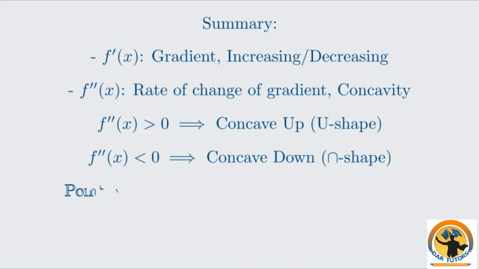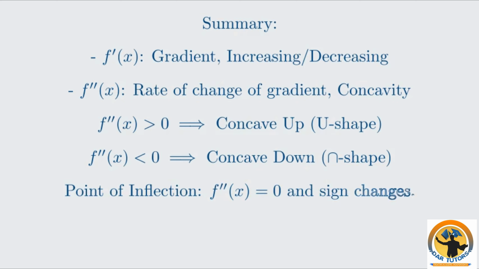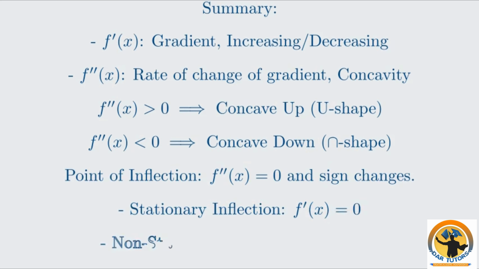A point of inflection is where the concavity changes. This occurs when the second derivative is 0 and changes sign. If the first derivative is also 0 at this point, it's a stationary inflection. Otherwise, it's a non-stationary inflection. By combining the information from the first and second derivatives, we can perform a comprehensive analysis of a function's behavior and create an accurate sketch of its graph. This is a powerful tool in calculus for understanding the properties of curves.